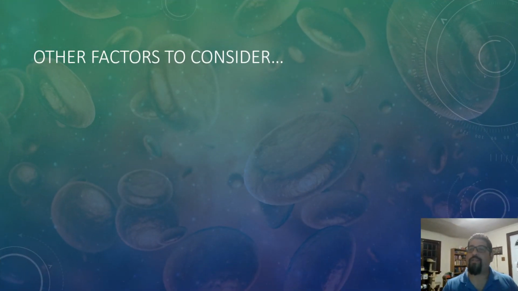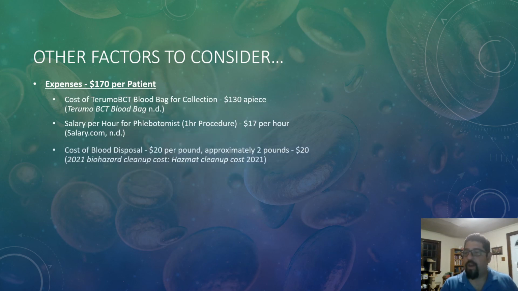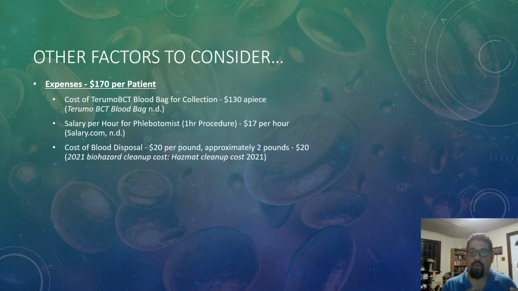So what factors do we have to consider? So we know what we're dealing with. We know that we're looking at 1,000 people. So things we need to look at. What are our expenses? We're going to be looking at about $170 per patient. That's going to be the cost of our blood bags. That's going to be our salary per hour for each phlebotomist.